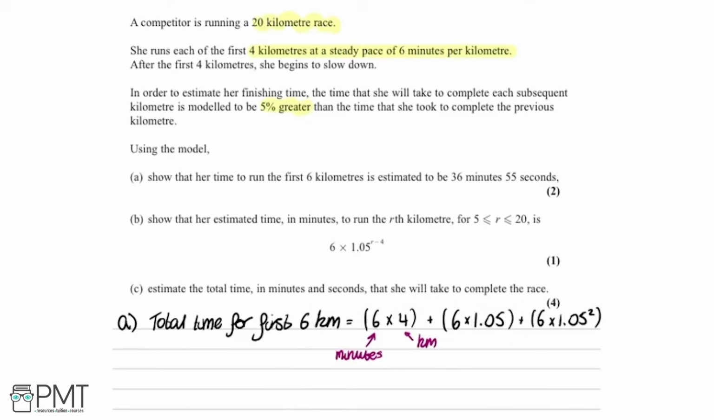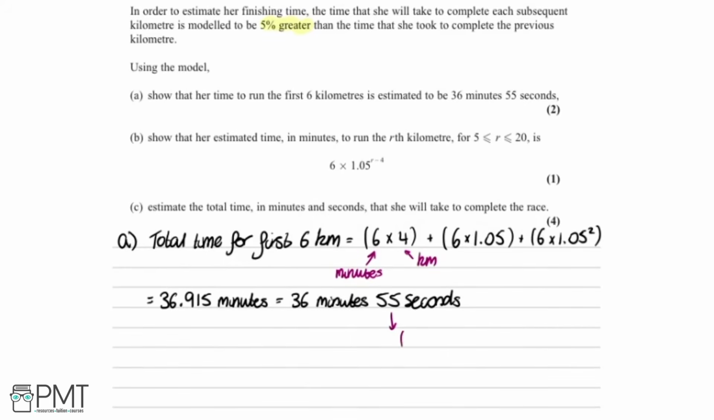So working that out by putting it into the calculator, we get 36.915 minutes. However, we want to write that in minutes and seconds, so we're going to have 36 minutes, and then less than another minute, so we have some seconds, 0.915 of a minute, so that's going to be 55 seconds. And the reason for that is because we've got 1 minute, which is 60 seconds, times by 0.915, which equals 54.9, which is approximately 55. So that's great, that's the answer to part A.